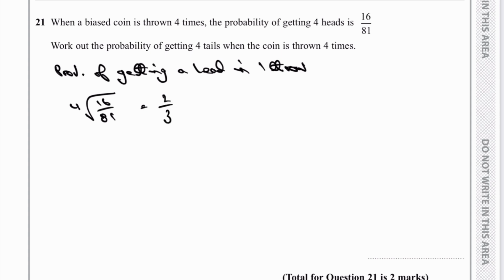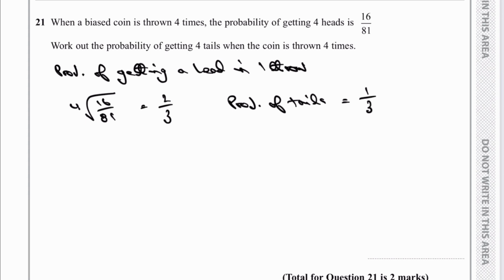This is a calculator paper, so you can just plug that directly into your calculator. So therefore, the probability of getting 1 head on one throw is going to be 2/3, which therefore means the probability of tails on one throw is going to be equal to 1/3.